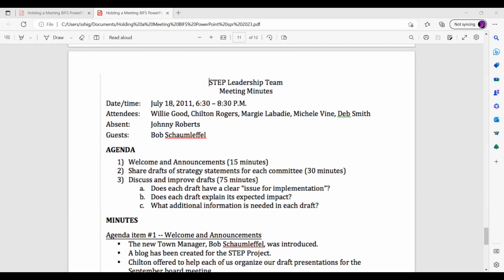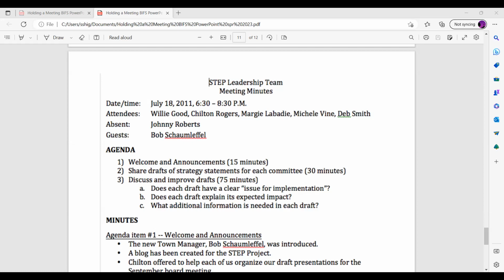Then you need to include in your minutes a summary of each agenda item you're going to discuss. And it's a summary. We talked about summaries and what they involve, but it needs to be detailed enough so that anyone who didn't attend the meeting can get a gist of what happened at the meeting by reading the minutes, right?